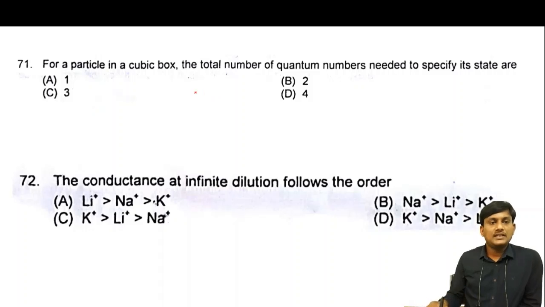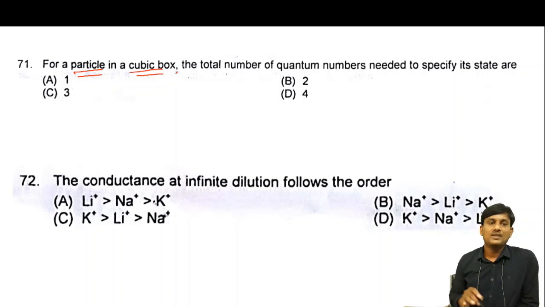For a particle in a box, the total number of quantum numbers needed to specify its state. Particle in a box, if you take a cubic box, in cubic we have X, Y, and also Z.